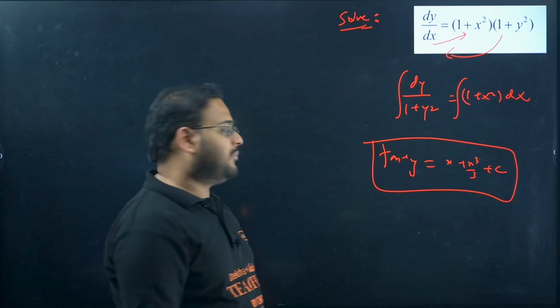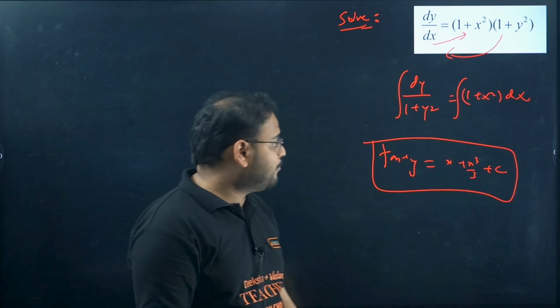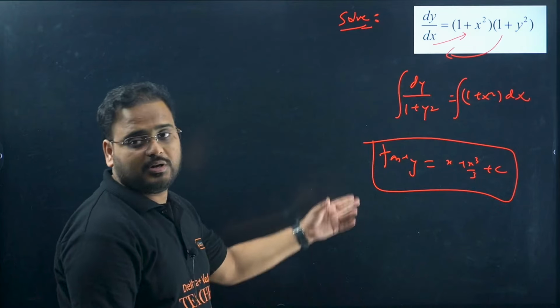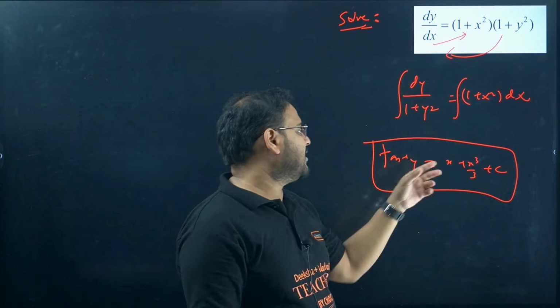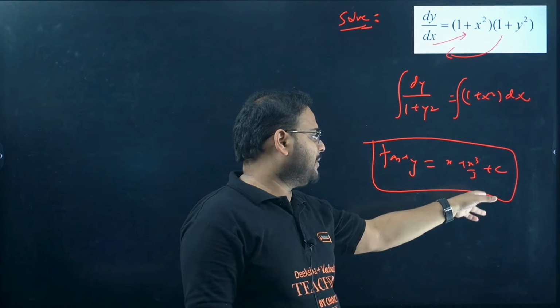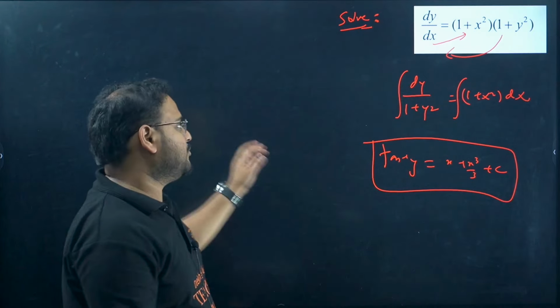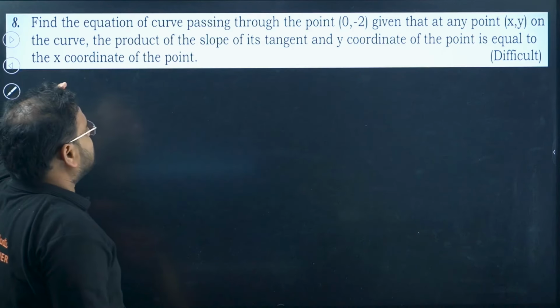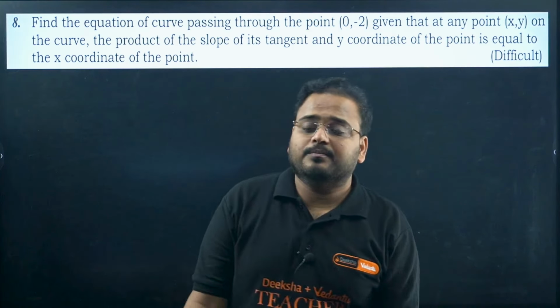Tan inverse of y equals x plus x cube by 3 plus c. That's your answer. If you want, you can take tan on both sides, it will become y equals tan of x plus x cube by 3 plus tan c. Doesn't matter. This is your answer.